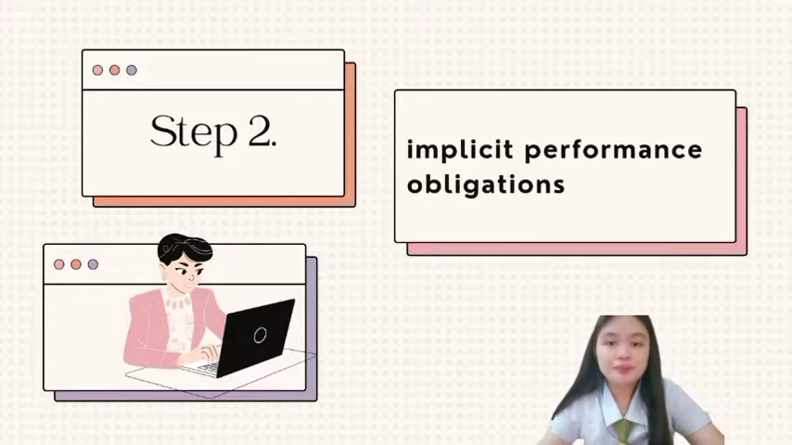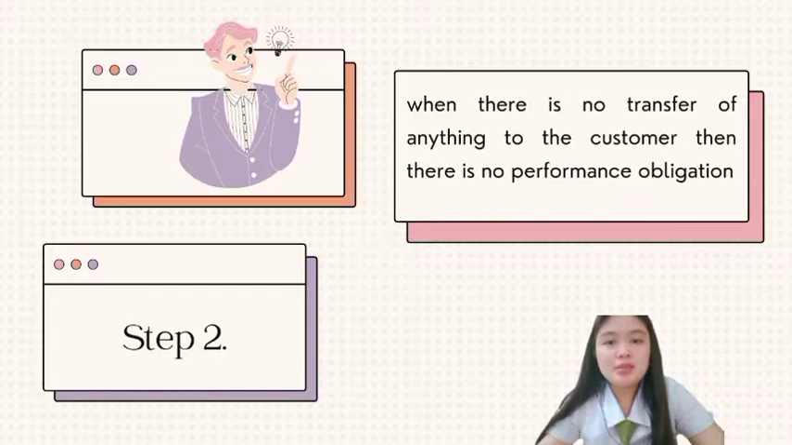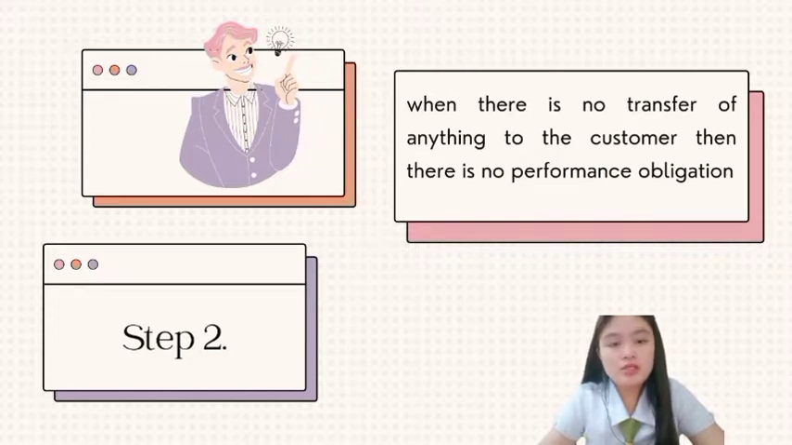So, when there is no transfer of anything to the customer, then there is no performance obligation. For instance, when some company must buy a new IT system in order to fulfill the contract, and it must perform some setup activities, these activities transfer nothing to the customers. Therefore, there is no performance obligation. So here in the second step, the crucial thing is to assess whether the performance obligations should be treated separately for accounting purposes, or in other words, whether they are distinct.